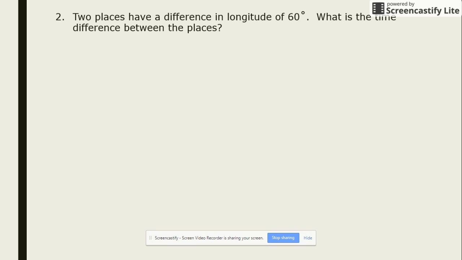All right, 2 places have a difference of longitude of 60 degrees. What is the time difference between the places? So remember what we did the last time? We did 60 divided by 15, because every 15 is an hour's hop, and we get the answer of 4 hours. Okay. Make sure you're writing this all down.